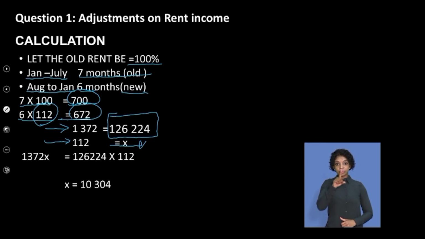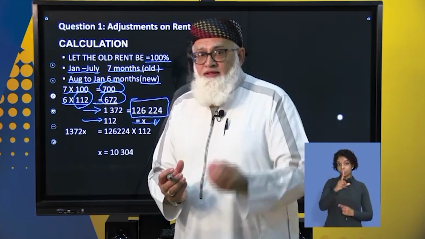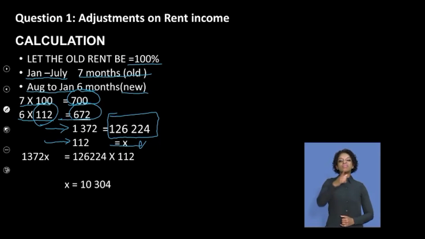And this is the part where you have to understand what you are doing. Look at this now. You tell yourself, 1372 in terms of percentages is equal to the rand value of 126,224. There's my equation. The 112 in terms of percentages is my unknown in terms of my rand value. So what do I do? I cross multiply. 1372x, as you can see there, is equal to 126,224 times 112.